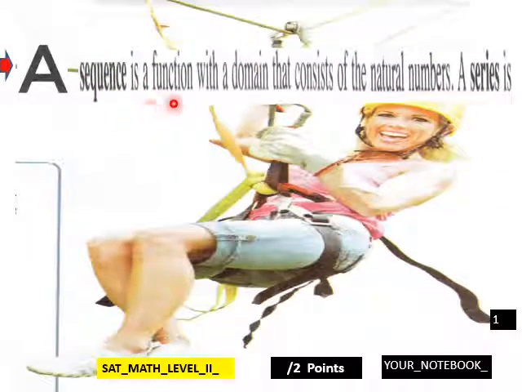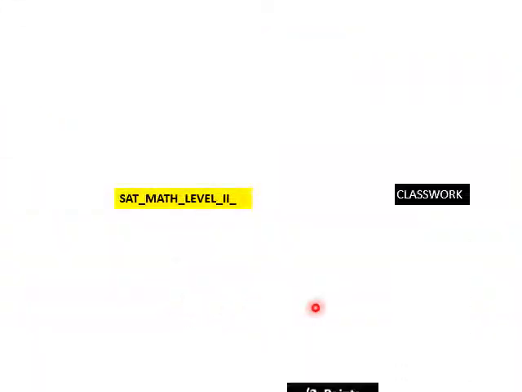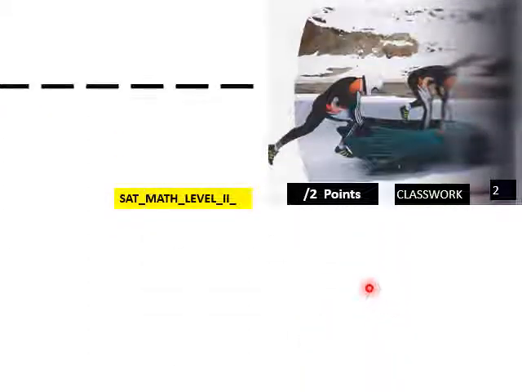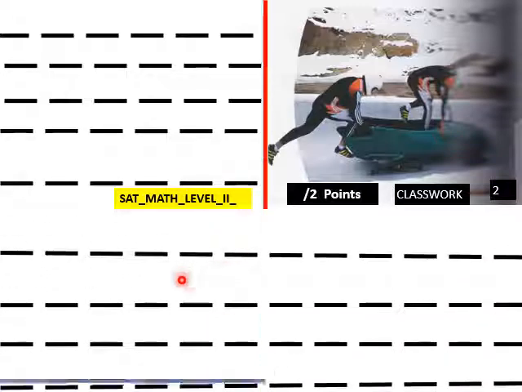A sequence is a function with a domain that consists of the natural numbers. A series is the sum of the terms of a sequence. So here's our difference between a series and a sequence. Knowing that, we go right into an example.